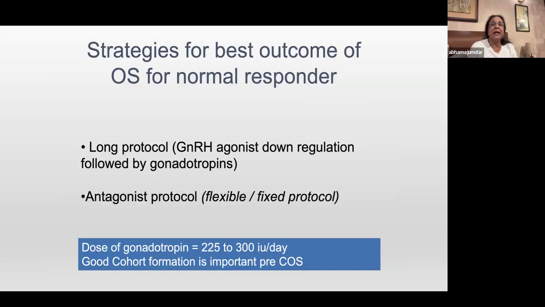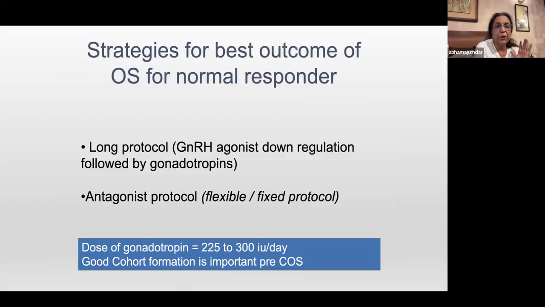I'll start with normal responder, then I'll go to high responder, and then I'll come to poor responder. In normal responder, you can use long protocol, which means GnRH agonist down regulation followed by gonadotropin, or you can use antagonist protocol. Every center may have its own method. Some people use flexible always, some believe in fixed. We feel normal responders do best with a fixed antagonist protocol.